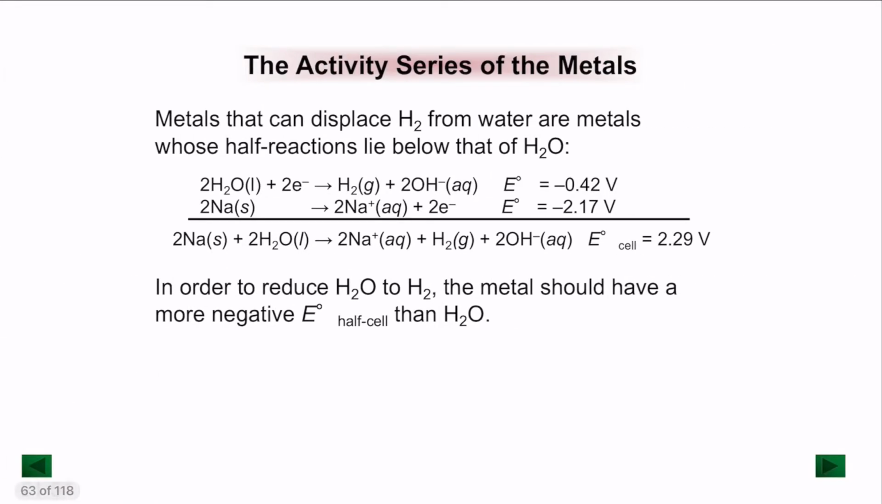So metals that can displace H2 from water are metals whose half reactions lie below that of H2O. So more commonly you will have to look for values that are below H2O. So only those are the ones that can have a really good value for the potential.